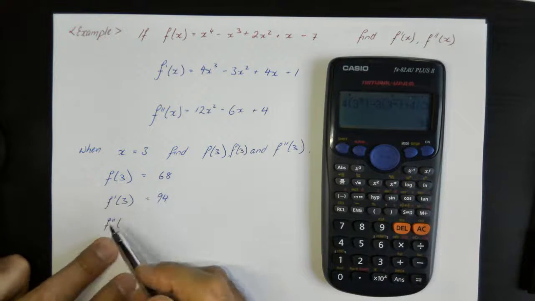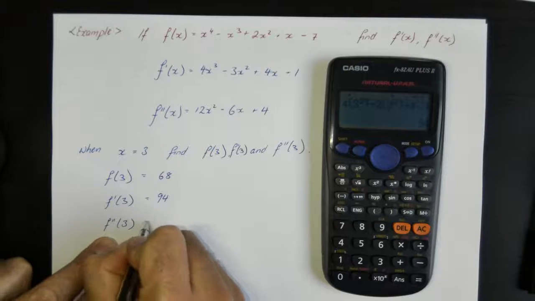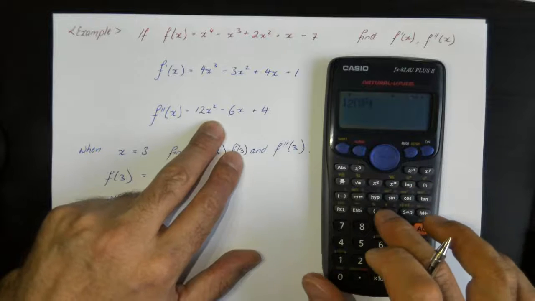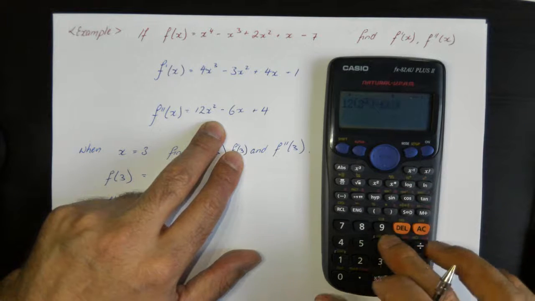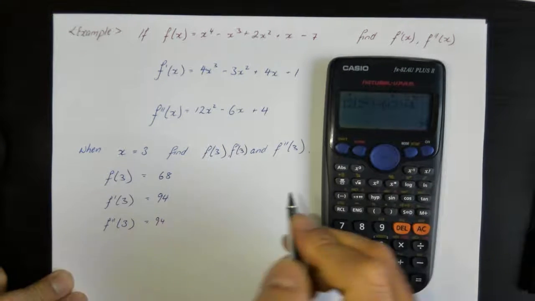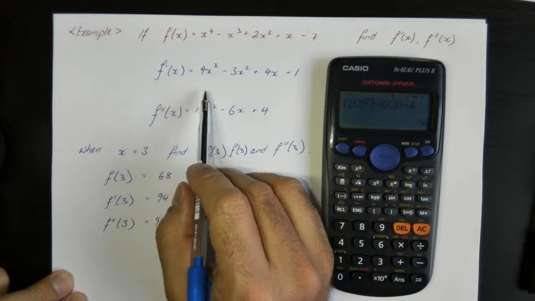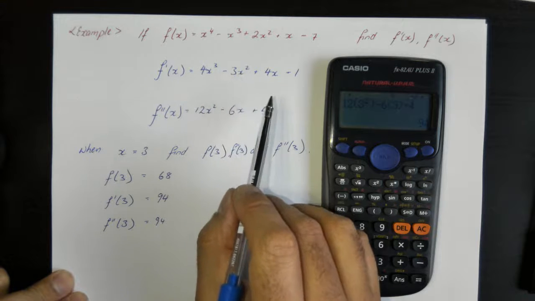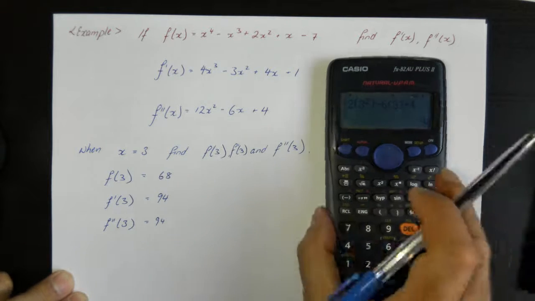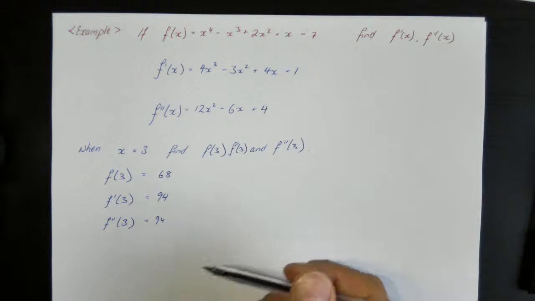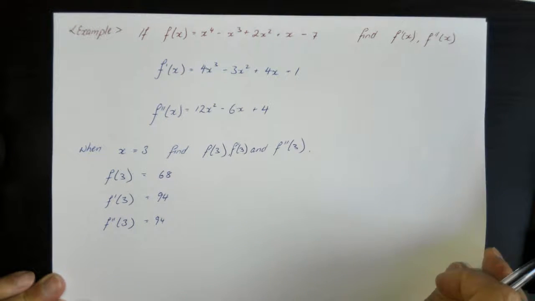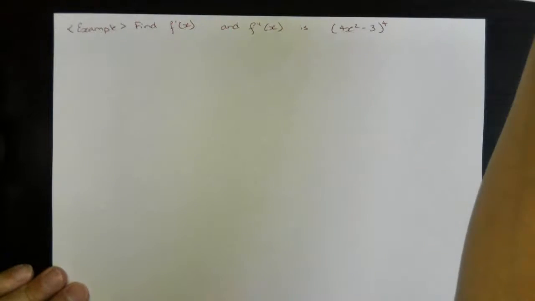So obviously the function looks like it's increasing. Let me plug it into the double dash. 12 lots of 3 squared minus 6 lots of 3 plus 4. I also get 94, so it looks like the nature of that point is that the rate is still increasing. It's going to continue to increase. Okay.